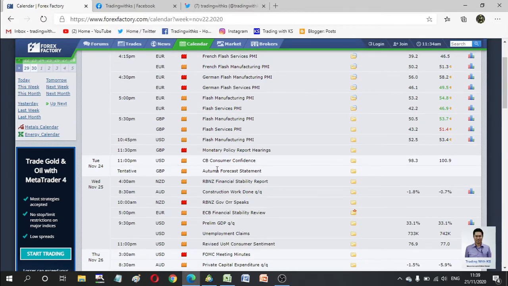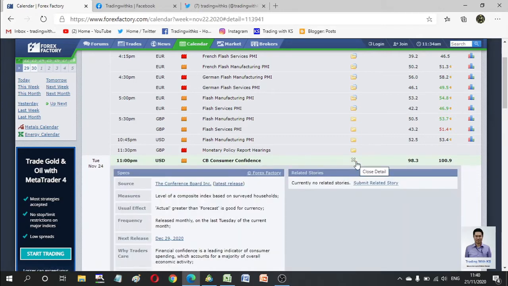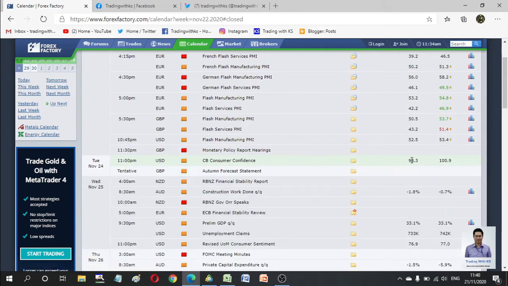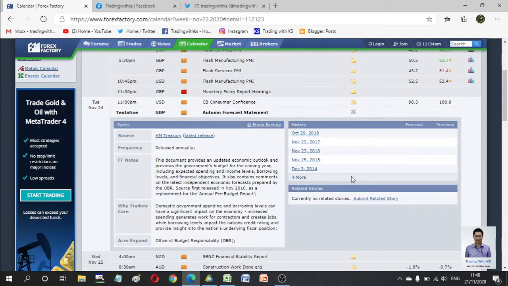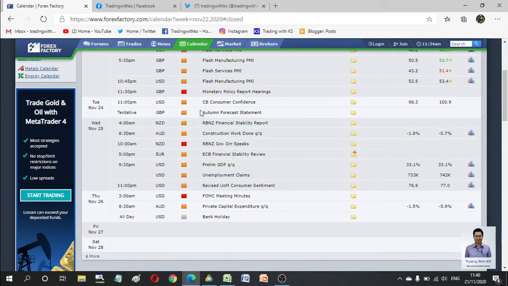So Tuesday we got a consumer confidence survey. They also expect a slightly lower result. We got the autumn forecast statement for the pound. This is just an update of the economy outlook.